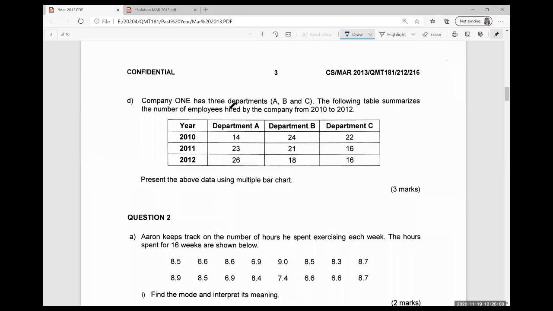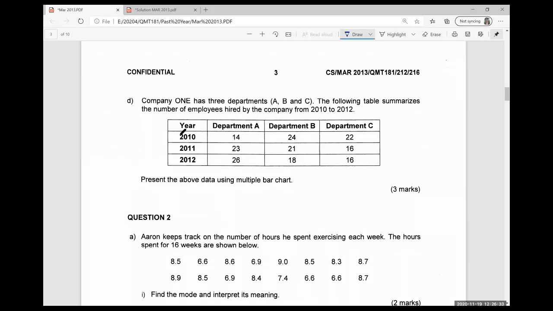The following table summarizes the number of employees hired by the company from 2010 to 2012. Okay, whenever you deal with data that have years as one of its variables, sometimes it is wise to think of the years as the x-axis. However, it depends on the situation and how you report the data.